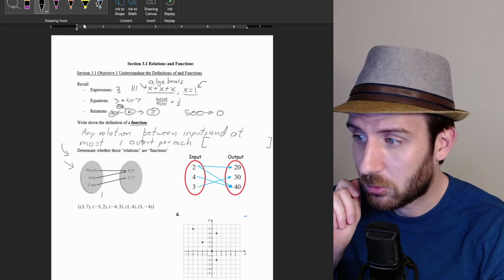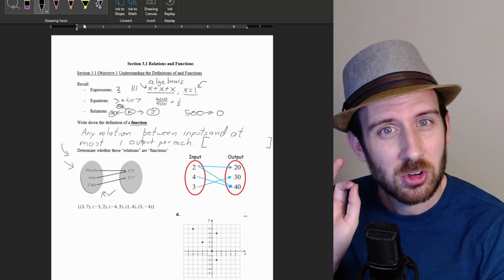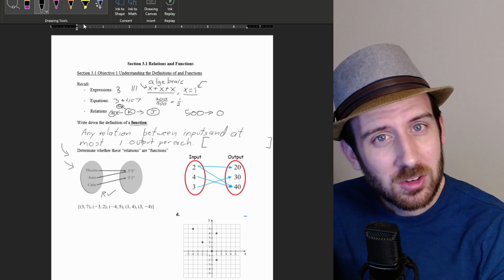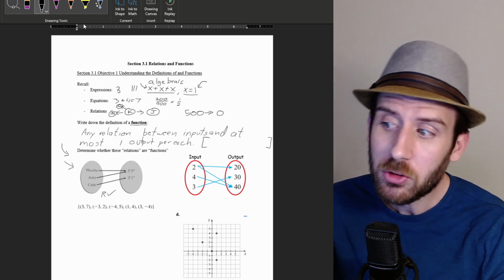So is this a relation? Absolutely, it is a relation. Check. Is it a function? If I ask you a question, do you have at most one answer? So for example, if I ask you, what is Katie being related to? There is only one answer.